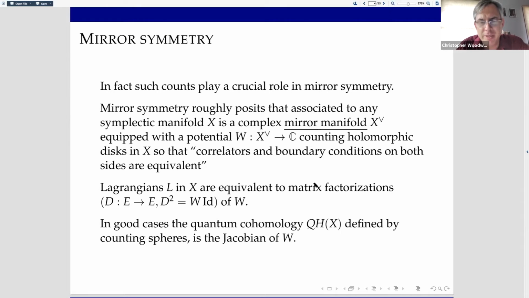Then you're supposed to get an equivalence of theories, and it's not really exactly understood what that's supposed to mean. But in particular, Lagrangians in your original symplectic manifold are supposed to be equivalent to some sort of jazzed up version of vector bundles on the mirror side. And the quantum cohomology, which in particular tells you the cohomology, is supposed to be the Jacobian of W. So this is the ring of functions on the critical locus of this function W.